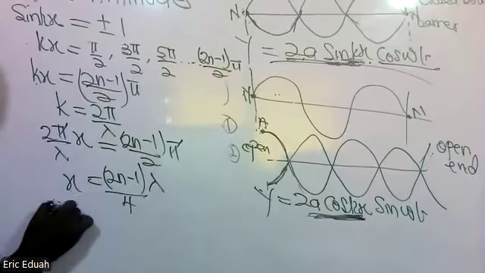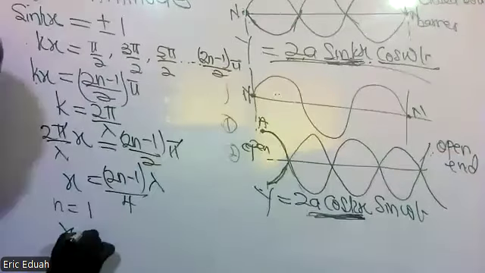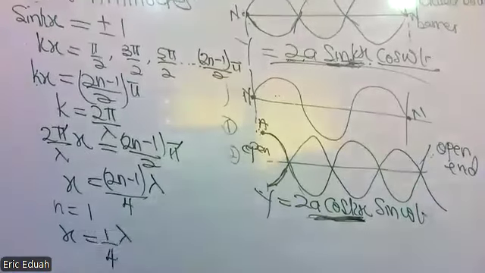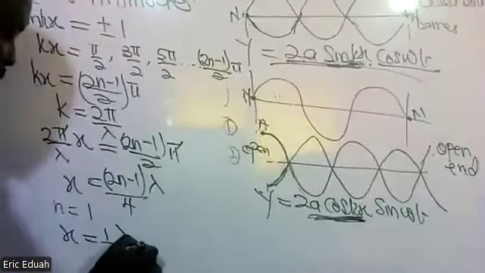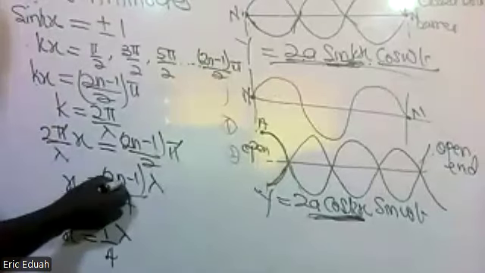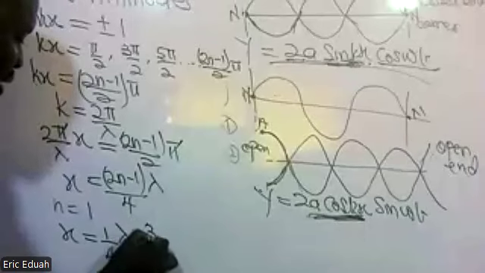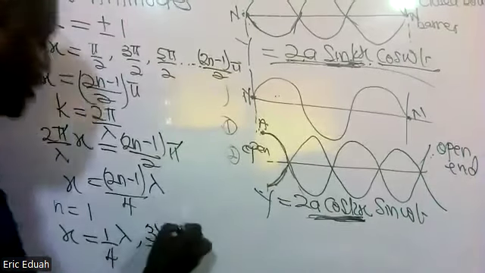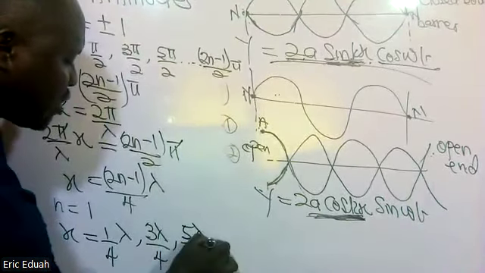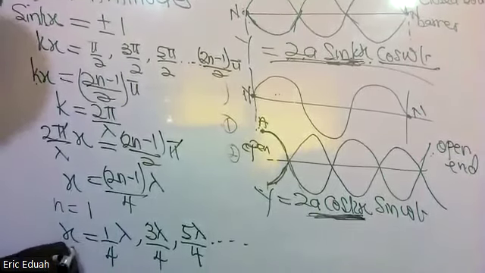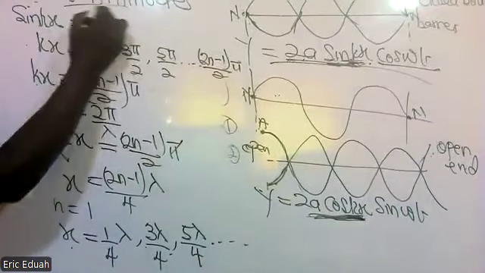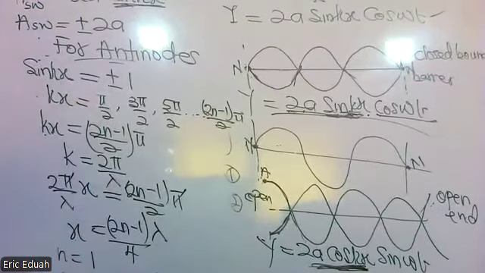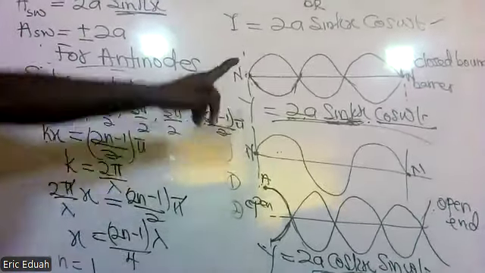So for n equal to 1, x will be equal to quarter lambda. For n equal to 2, this will be 3/4 lambda. For n equal to 3, 5/4 lambda, on and on. So these are points where antinodes will be formed. Let's see if it follows from the diagram.